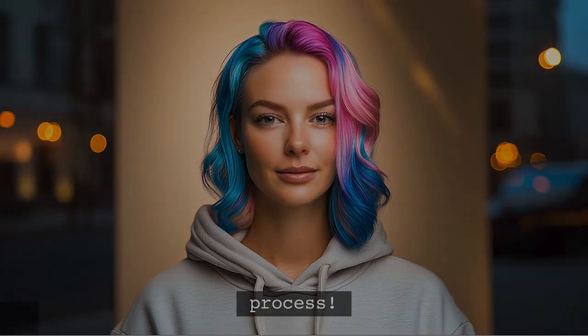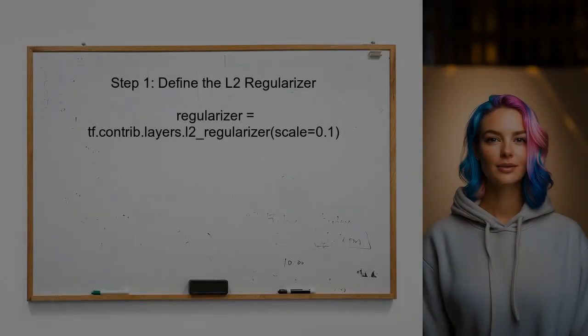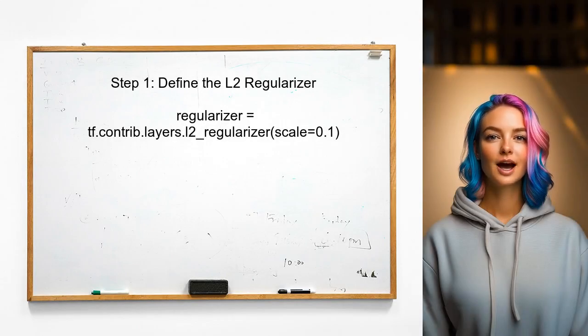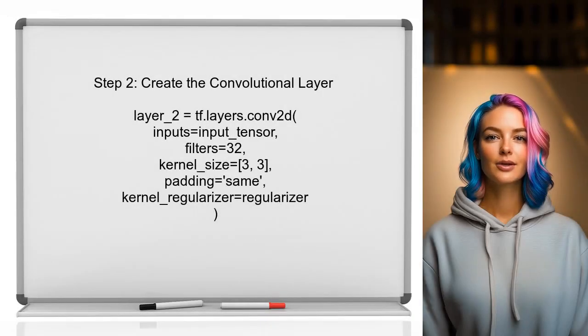your model training process. To add L2 regularization when using TF.layers, the user should first define the regularizer. This can be done using the tf.contrib.layers.l2_regularizer function. Next, the user needs to create the convolutional layer using tf.layers.conv2d. Here, they can pass the regularizer as an argument to the kernel_regularizer parameter.